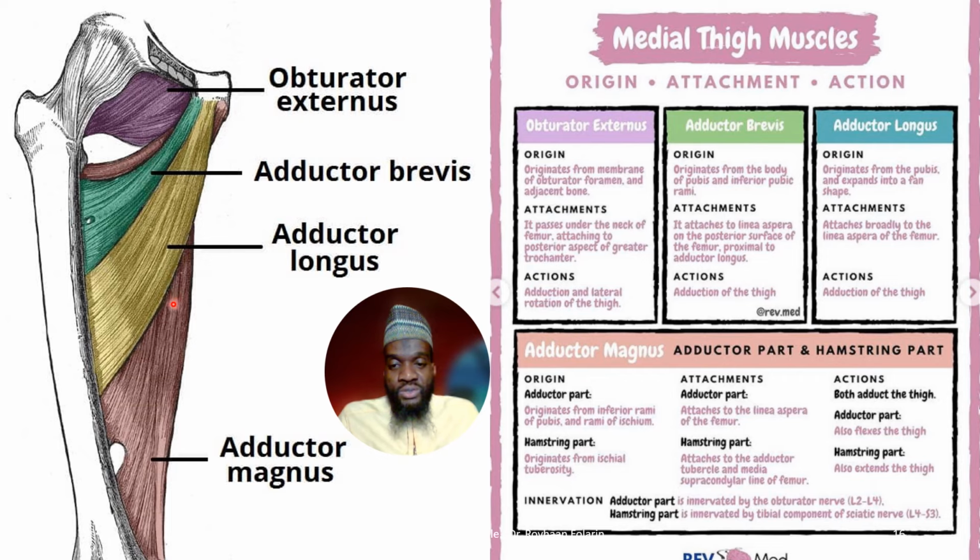So for the innervation, the adductor part is innervated by the obturator nerve as part of the medial thigh muscles, while the hamstring part, being more posteriorly placed, is innervated by the sciatic nerve. Okay, so this is illustrating the muscles of the medial compartment.